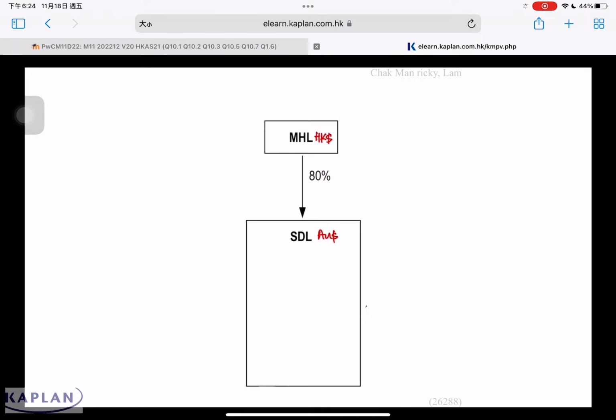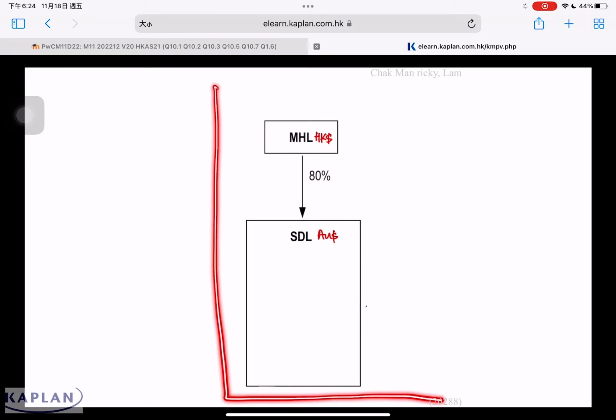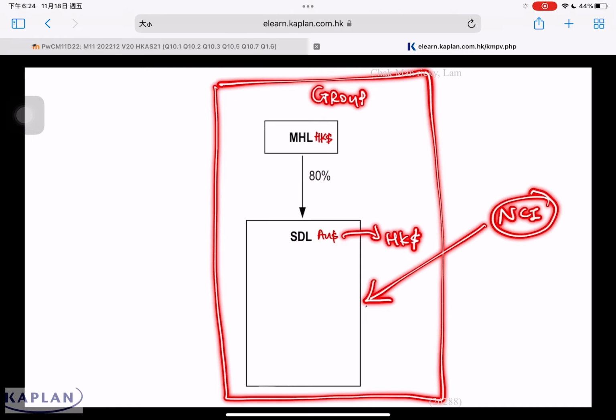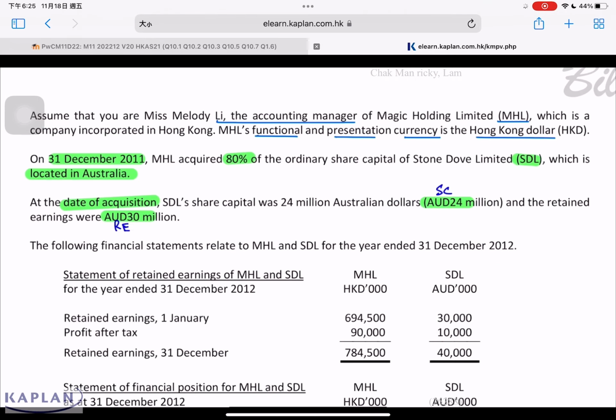In this case, we say that with control, you must consolidate as a group at 100%. We cannot just add 100% because we cannot add Hong Kong dollar with Australian dollar. We must translate from Australian dollar to Hong Kong dollar. STL is considered as a foreign operation. And do not forget the party called NCI of 20%. So this is the group structure. We have to do translation and then we do consolidation, two steps, because this is considered as a foreign subsidiary. STL is considered as a foreign subsidiary.